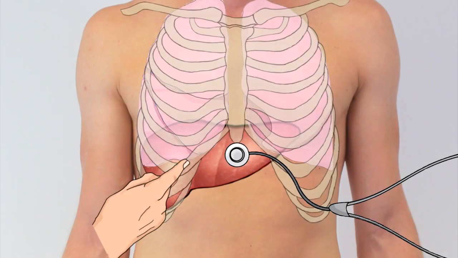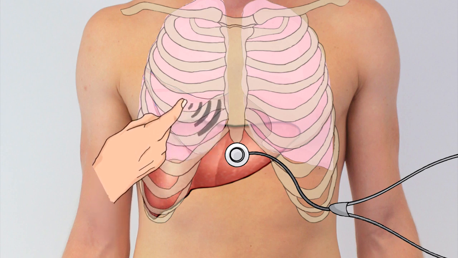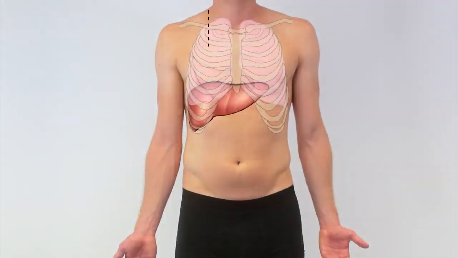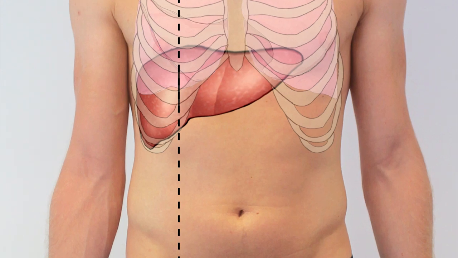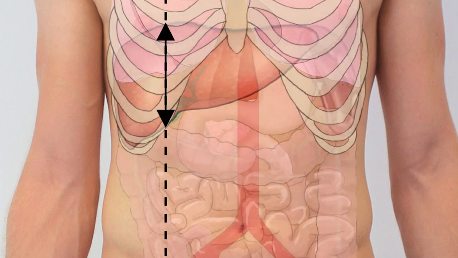Continue the scratch test further upwards until a sudden drop in loudness is observed, marking the transition from liver to lung. This is where the upper liver border is located. In this patient, percussion, palpation, and scratch test reveal a physiological liver size. The craniocaudal length of the right liver lobe in the midclavicular line is around 10 centimeters.